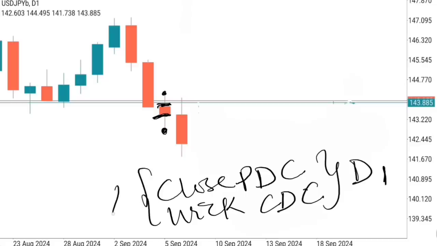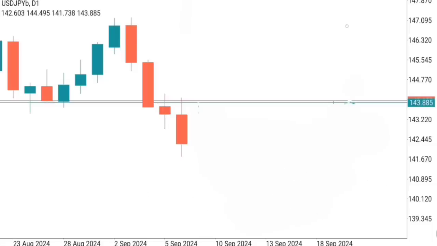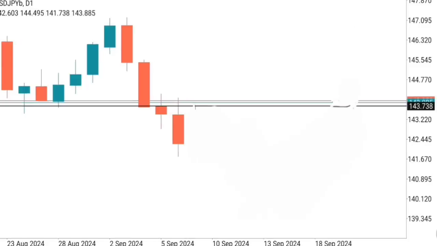These are the two important things for this strategy: the close of the previous day's candle and the wick, some people call it the shadow, of the current day's candle. The intersection of these two gives us this strategy. Now we go down to a lower time frame to trade from the intersection of these two areas.